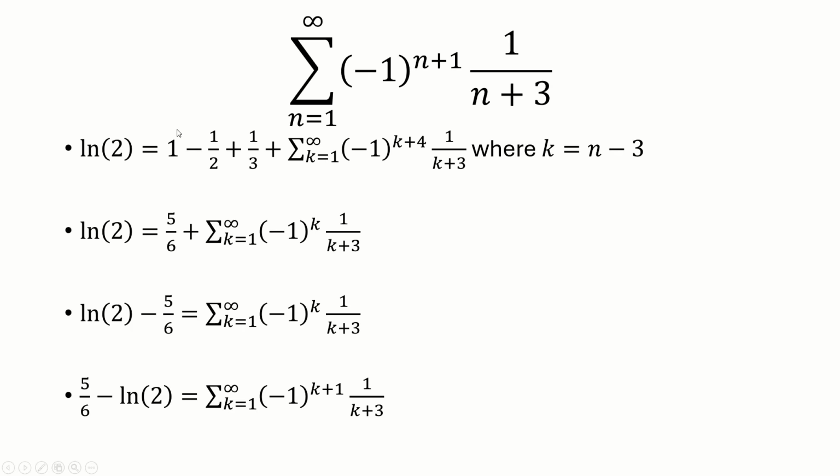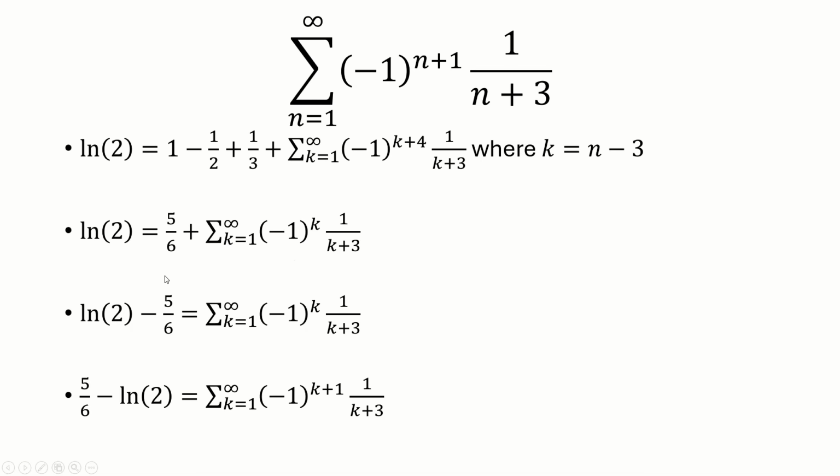Okay, at this point I can simplify the 1 minus a half plus a third to get to 5/6. And negative 1 to the k plus 4 is the same thing as negative 1 to the k, because this alternates between negative and a positive. So every 2 will be the same. So if we add 4, it's the same thing as subtracting 4. So that's why it's the same thing as negative 1 to the k.